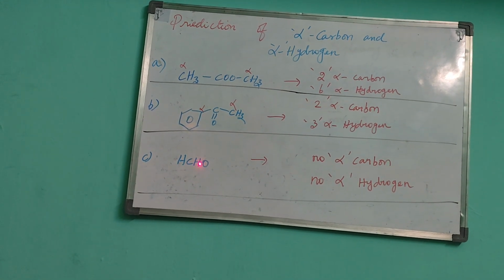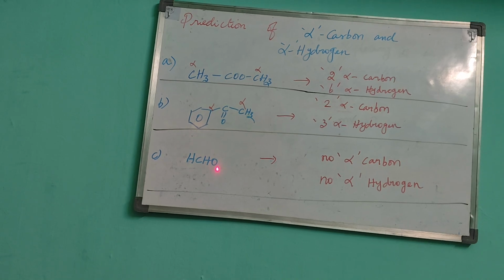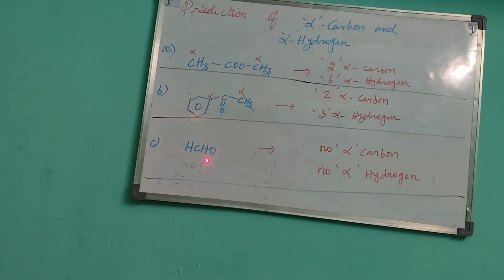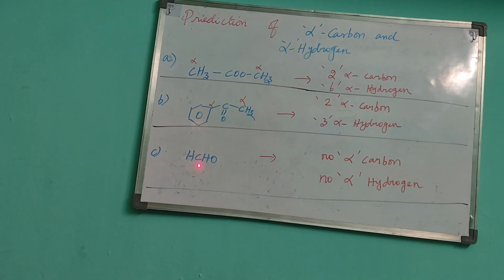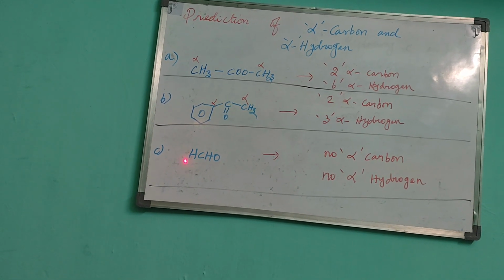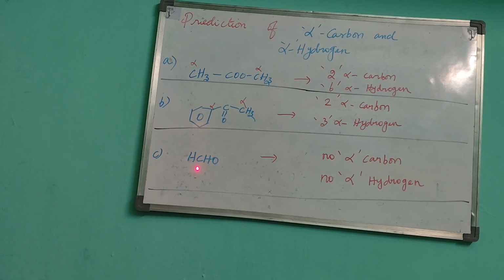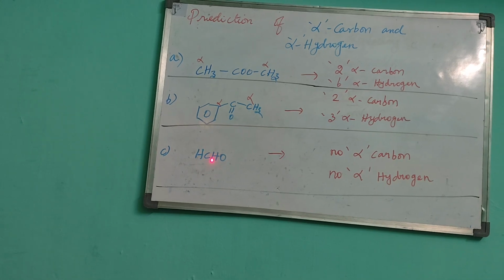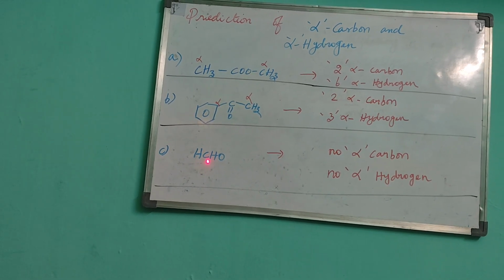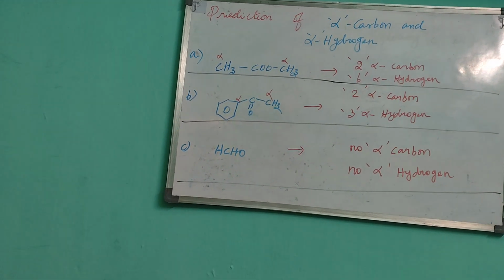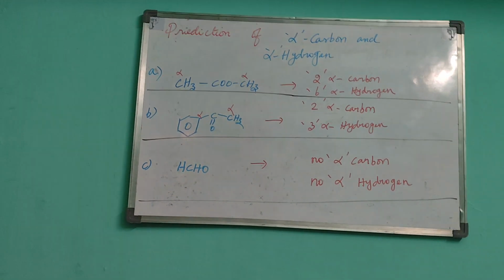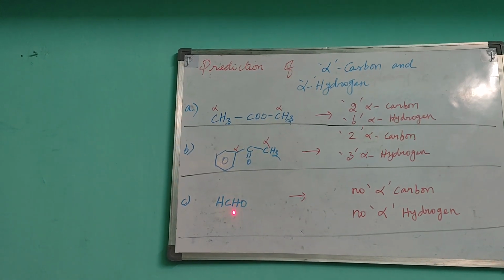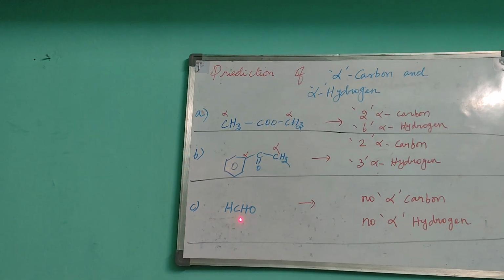Coming to formaldehyde, first you have to find the alpha carbon. So CHO is an aldehyde functional group. The carbon directly attached to the functional group is the alpha carbon. Here there is no alpha carbon. See, this carbon is the functional group carbon. You should not consider this as an alpha carbon. The carbon which is directly attached to the functional group is alpha carbon, but the carbon which is present here is the functional group carbon. So don't consider this as an alpha carbon.